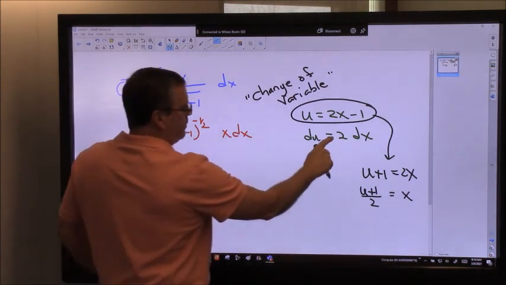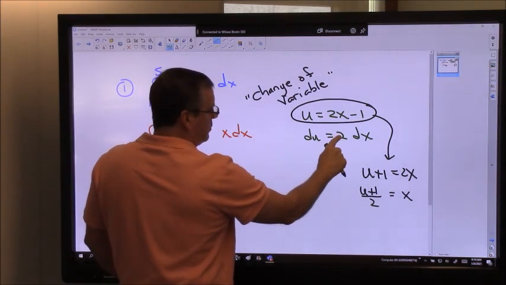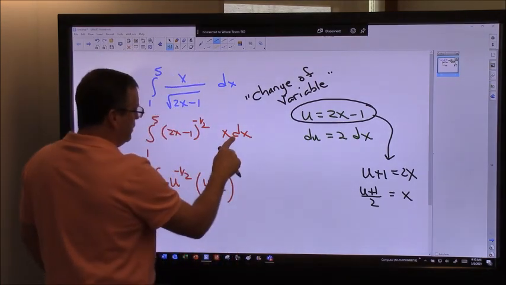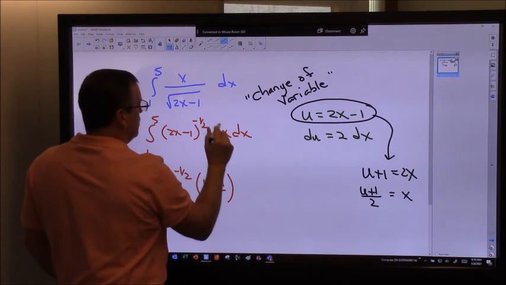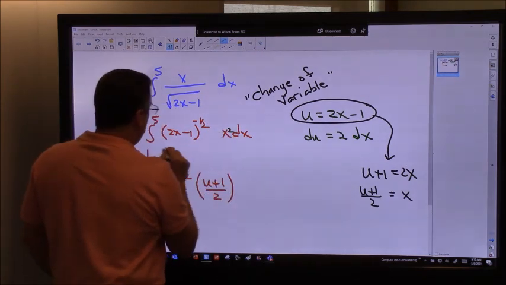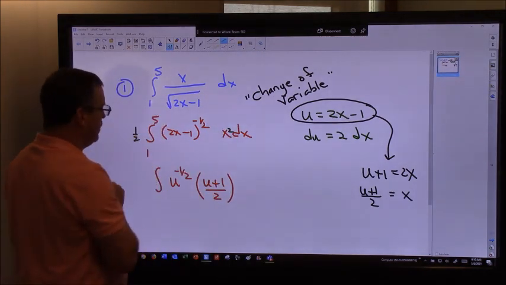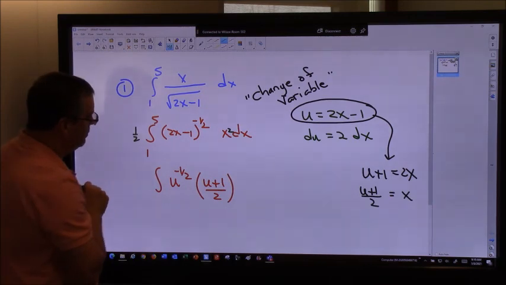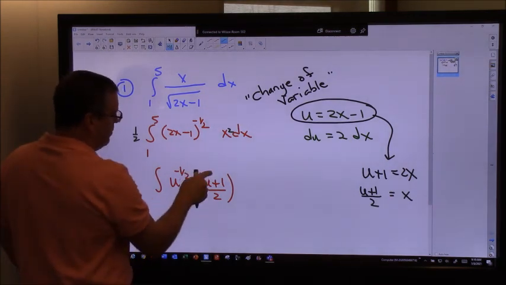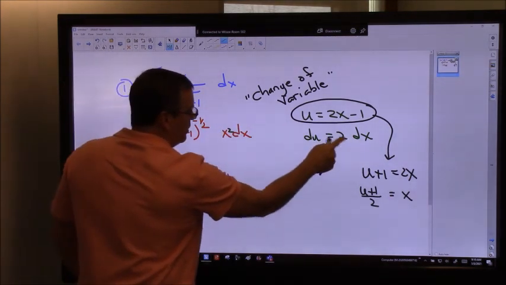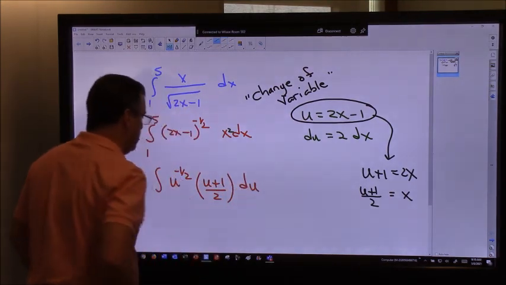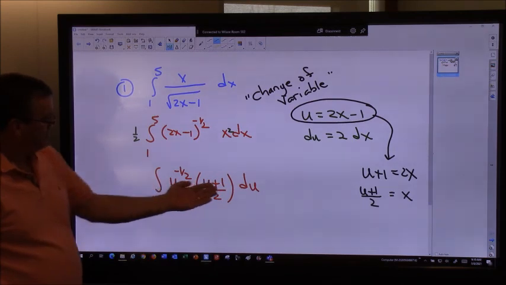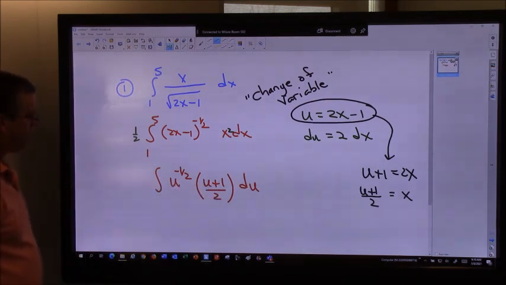So I've got (u plus 1) over 2. Now, in order to get a du in there, I still need a 2 dx. I still need that right here. So I'll put a 2 right here and a 1/2 out in front. So the x became this, the 2 dx is going to become du. And there, I've got everything in terms of u values.